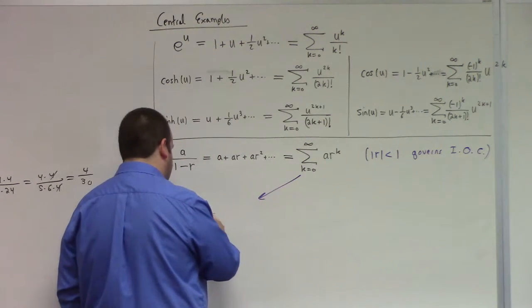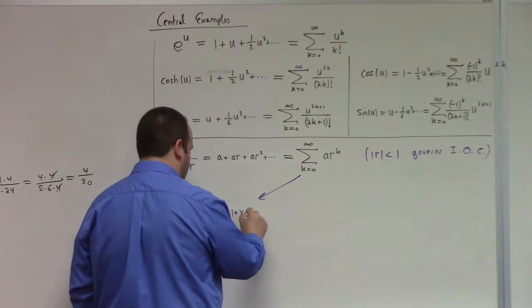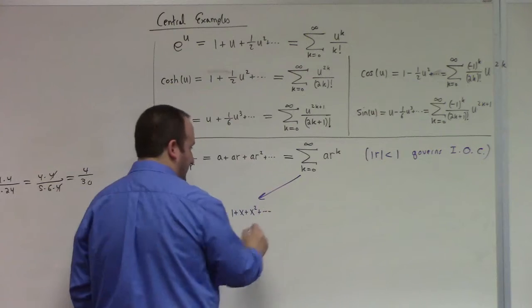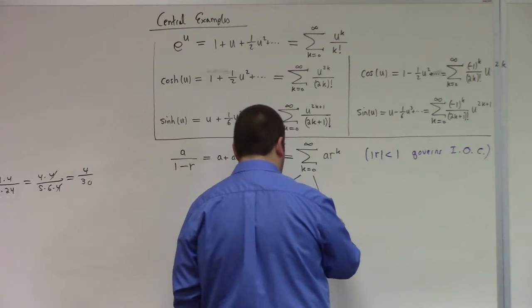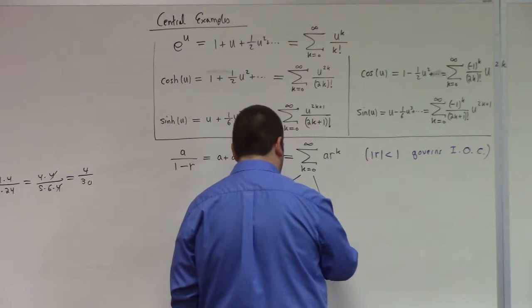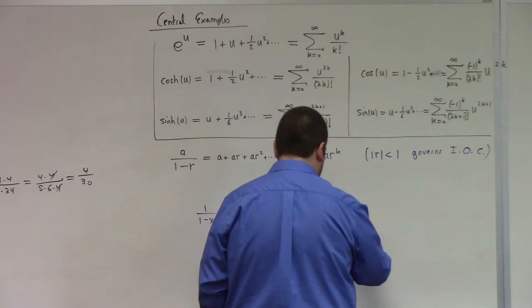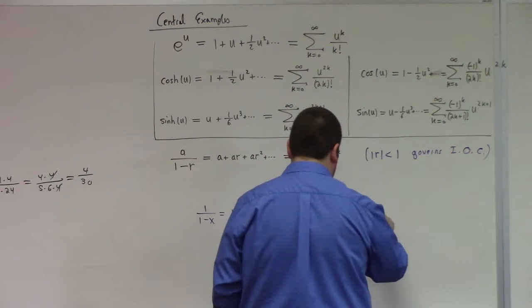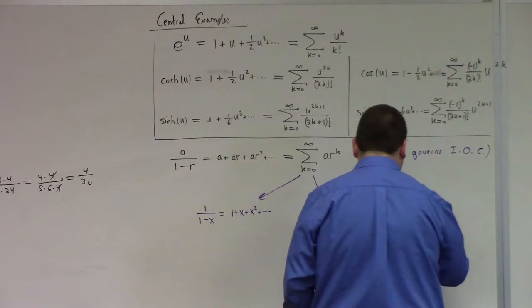Something like 1 over 1 minus x, of course, is what? 1 plus x plus x squared, dot, dot, dot. Or you could have something like x over 1 plus x squared. That would be the sum, k equals 0 to infinity, x times minus x squared to the k, which you can clean up, right?